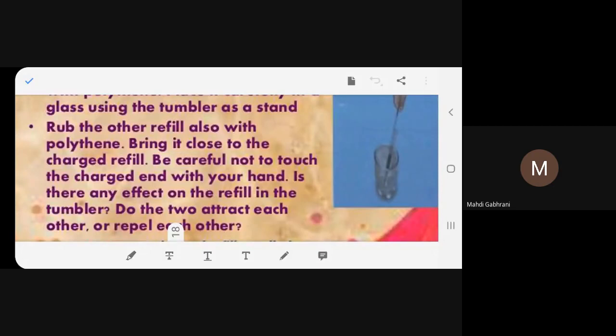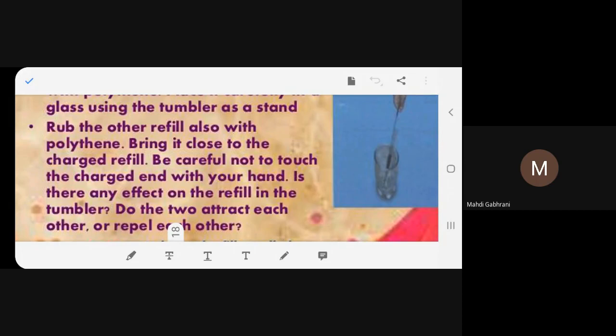Will they attract? Why? Now give me the reason why. On what basis they will attract? Both are refills, I said that. And you are rubbing them with polythene. You are not rubbing one refill with polythene and one refill with silk. You are rubbing both the refills with polythene. So obviously the charges will be the same. Please understand what I have written over here.